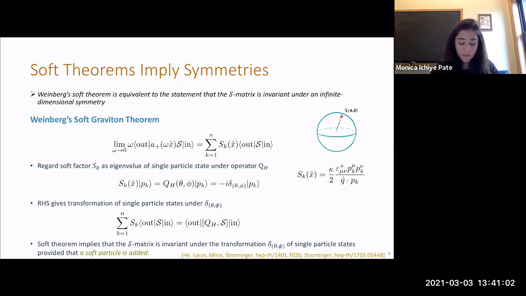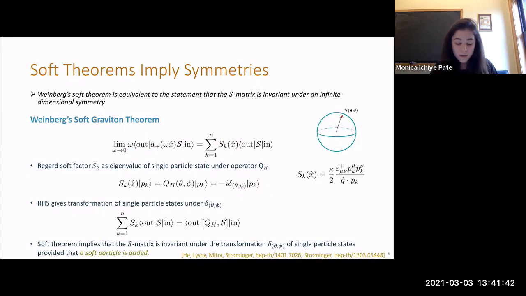So the first step is that we can regard the soft factor Sk as the eigenvalue of a single particle state under some operator, which we're going to call QH, which depends on the direction towards which the soft graviton is propagating. And we're going to interpret this as implementing a transformation, delta, on this single particle state. Thus, we can view the right-hand side of the soft graviton theorem as giving the net transformation of the single particle states that comprise the asymptotic state under this transformation delta theta phi.